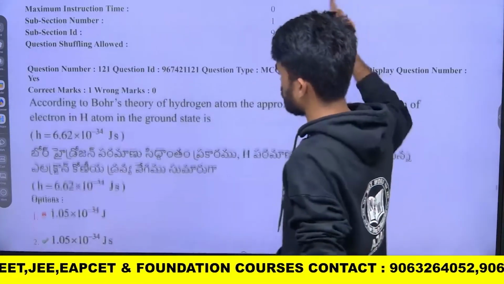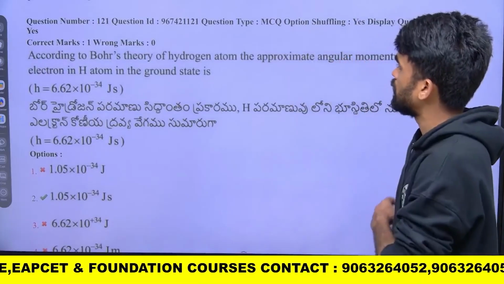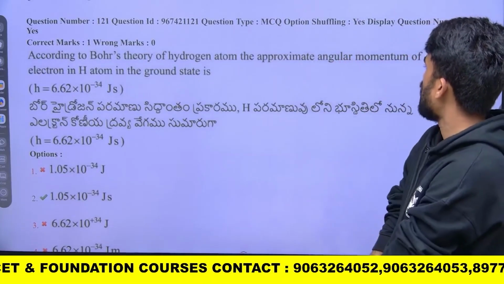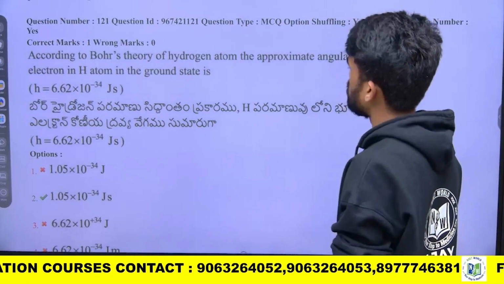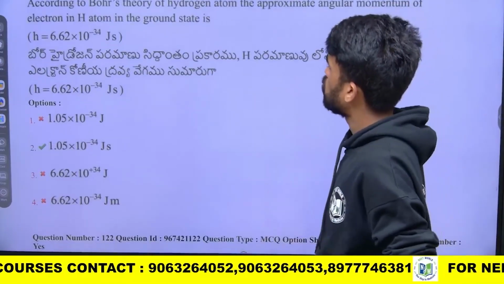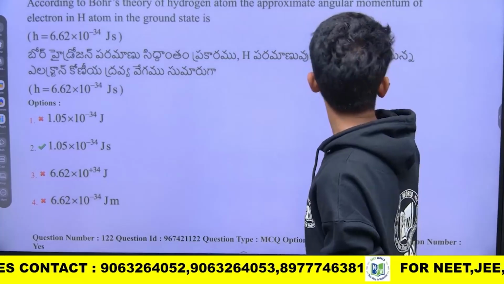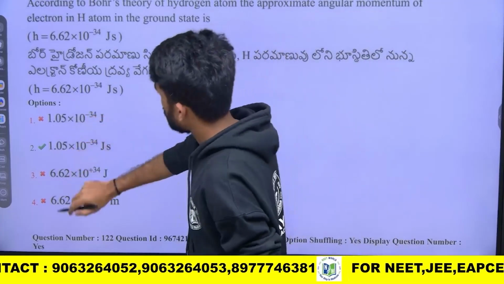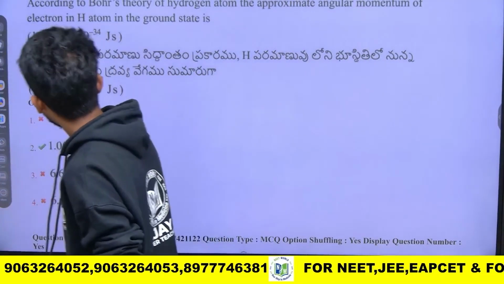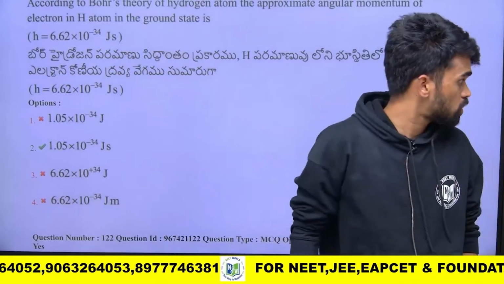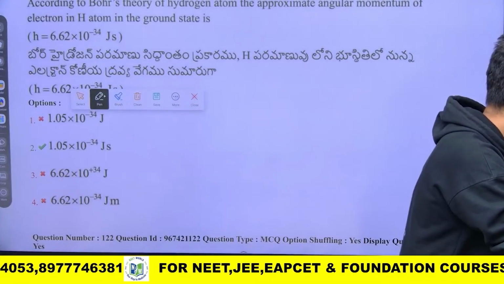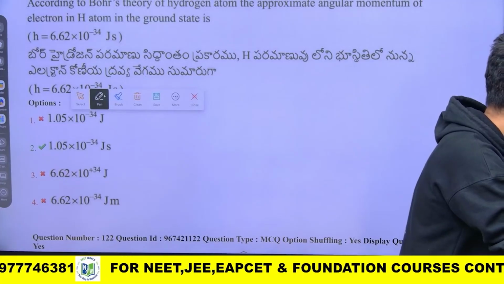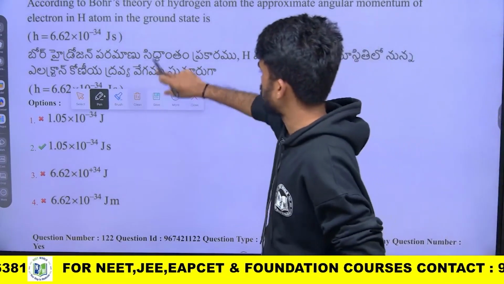Here the first question we have: according to Bohr theory of the hydrogen atom, the approximate angular momentum of the electron in the hydrogen atom. So how can we do this kind of question? This is the question I am discussing here.